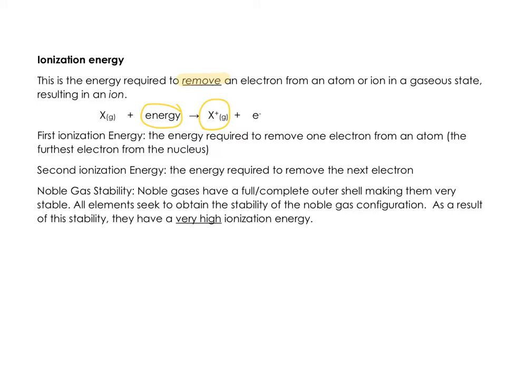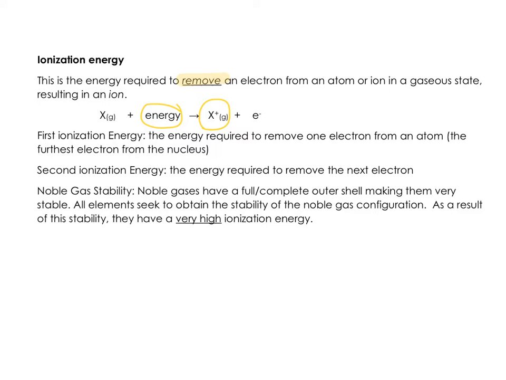So the first ionization energy is the energy required to remove the first electron from an atom. So then you form a 1+ ion. The second ionization energy is the energy required to pull off the next electron. So now you've pulled off 2 electrons, and so on. So third ionization energy, third electron removed from an ion. Noble gas stability. Noble gases have a full outer shell, making them very stable.